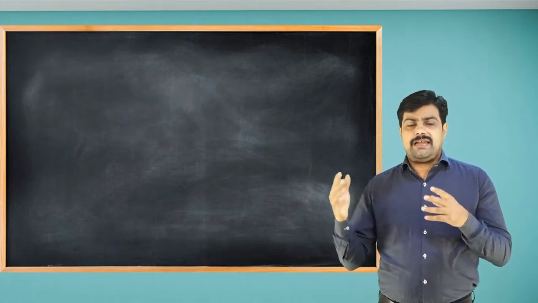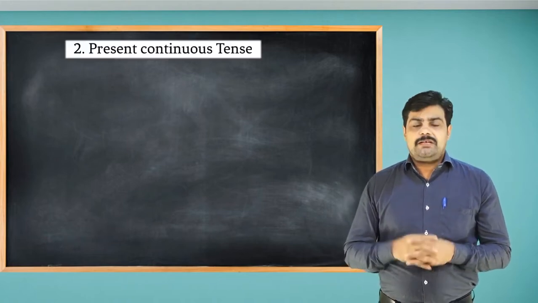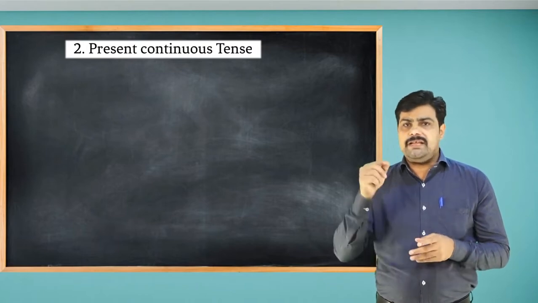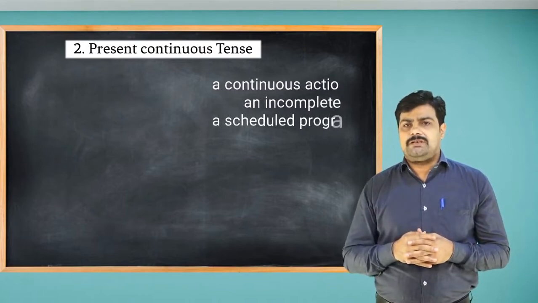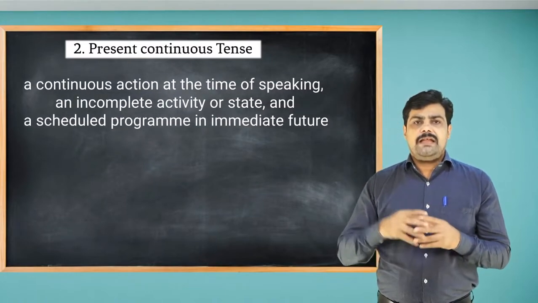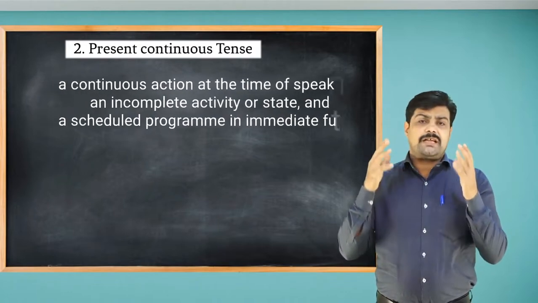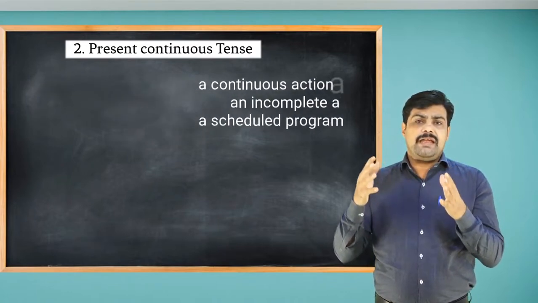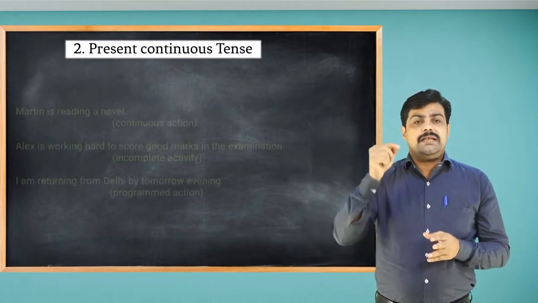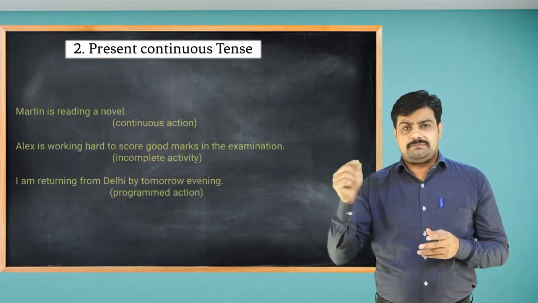Now let's take another tense, that is the present continuous. It is also known as the present progressive tense. It indicates a continuous action at the time of speaking, an incomplete activity or state, and a scheduled program in the immediate future. For example, Martin is reading a novel. It is a continuous action.